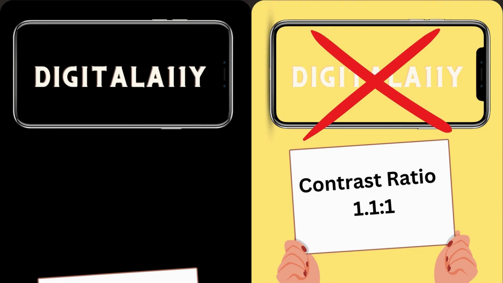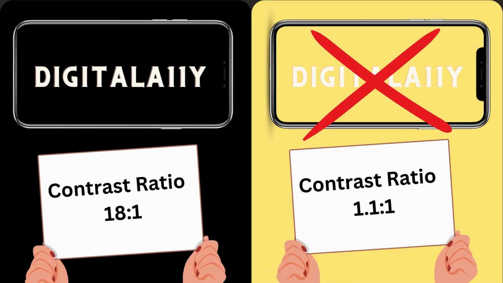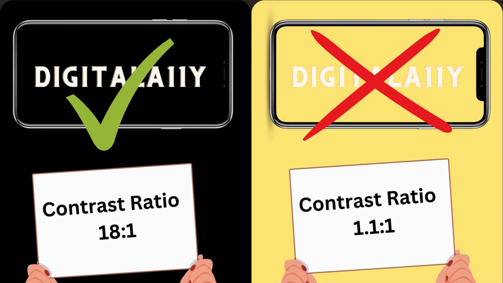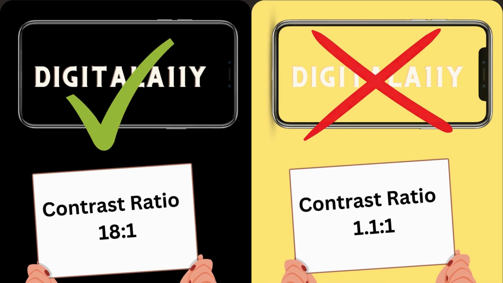In contrast, on the left side, we have text displayed in white with a black background with a contrast ratio of 18:1. This combination meets the contrast requirement. This example demonstrates the importance of adhering to the contrast requirement to ensure that your text is accessible and readable.